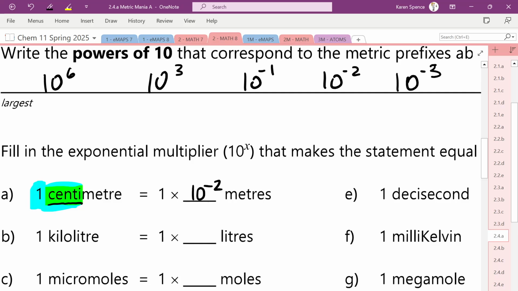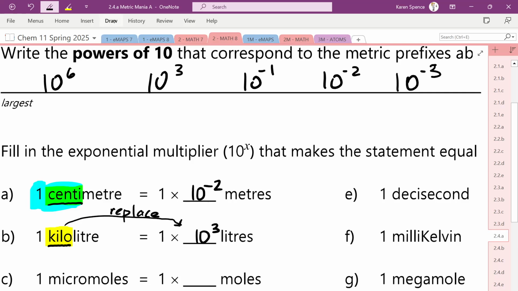So far, so good? Okay. Kilo. What does kilo mean? 10 to the positive 3. So we're going to replace the kilo with 10 to the 3. So 1 kiloliter is 1 times 10 to the 3 liters.